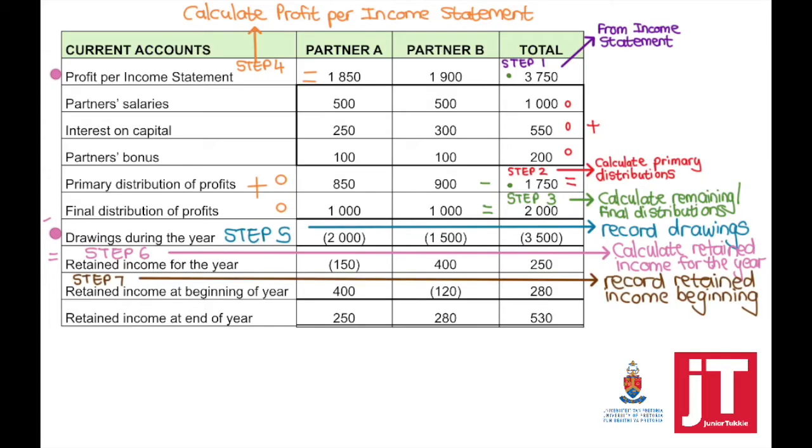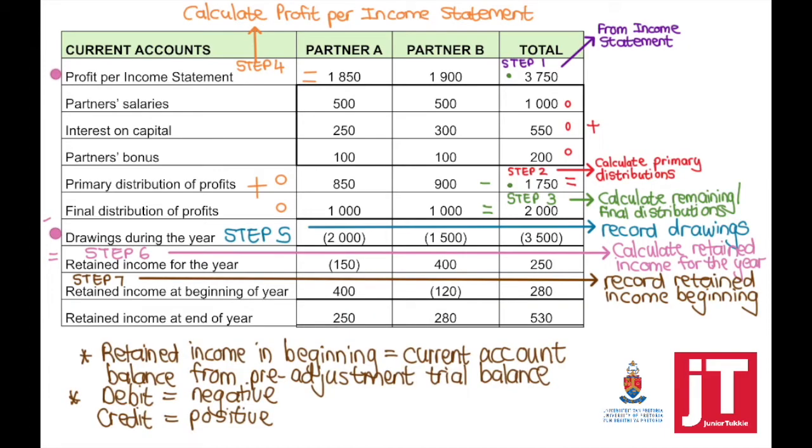Step number 7, record the income in the beginning of the year. Always remember, this is equal to the current account balance from the pre-adjustment trial balance. A debit balance must always be in brackets because we're going to subtract it. It means negative. A credit balance will always be no brackets.